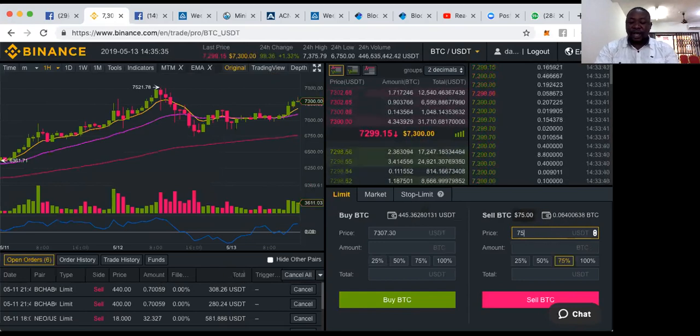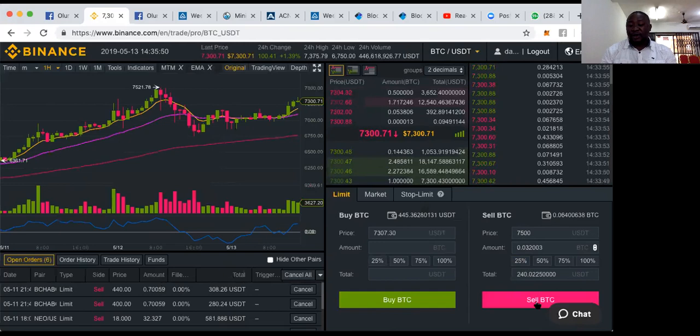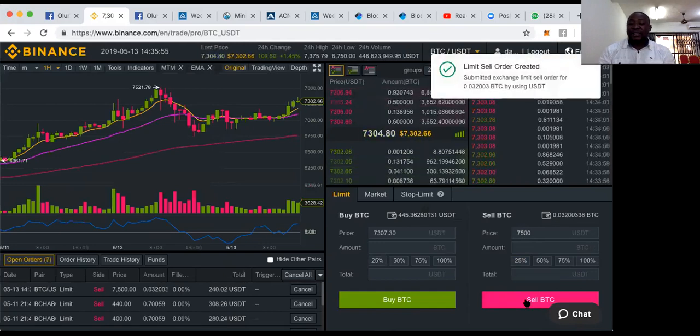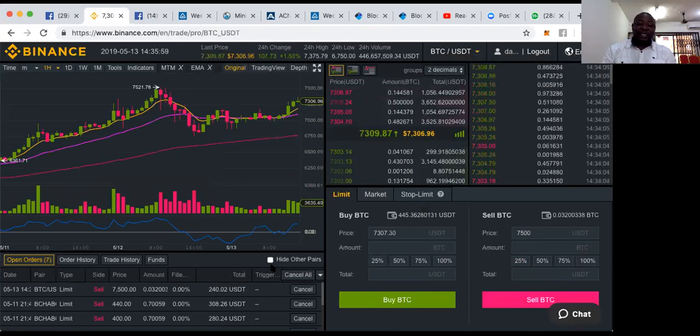So the basic thing you do, you come here, you can see what I'm typing here, and look at price, you type $7,500. So let's say I'm saying 50% of my money to sell at $7,500. You can now see it's telling me 0.032 BTC will be sold at $7,500. I click sell. Now, as I click sell, the order will be placed, but not that the market has been sold. Okay? The order will be placed, but not that the market has been sold.